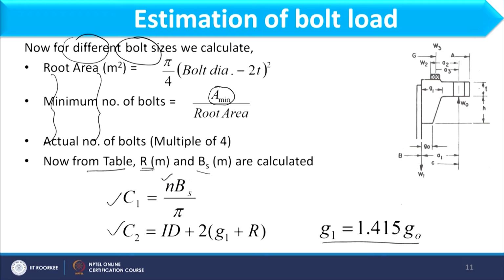Now, if you focus on this particular connection of the flange, G1 is this, and this is the G naught which is available over here. This is the lower width of the welded neck flange, and G1 is this tapered width, and R is this value. So when I consider C2, it is the internal diameter of the flange plus 2 into G1 plus R. Considering this, I can find the value of the bolt circle diameter.